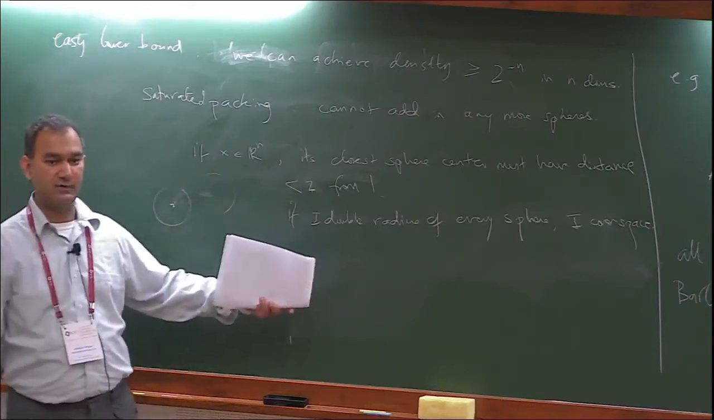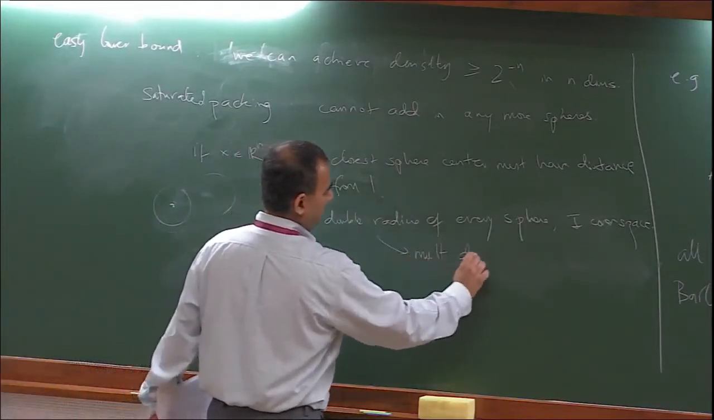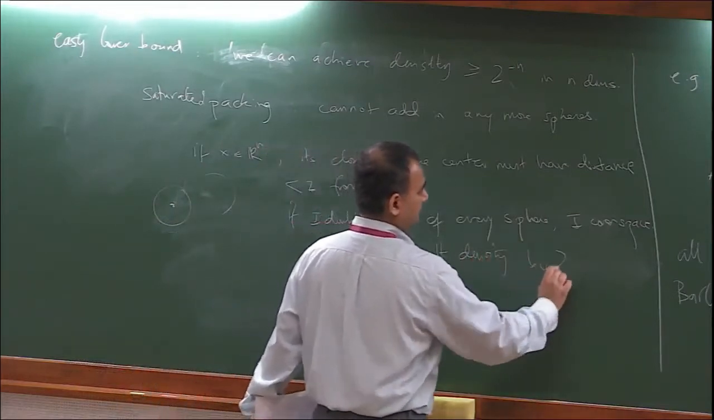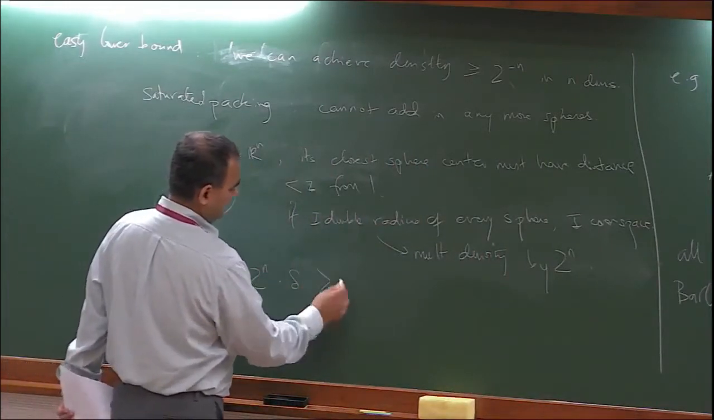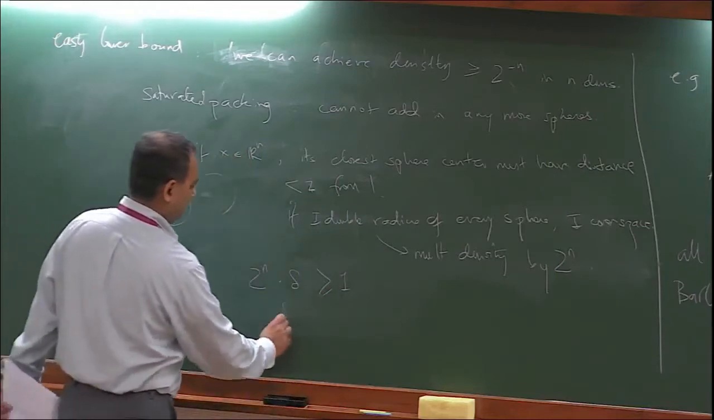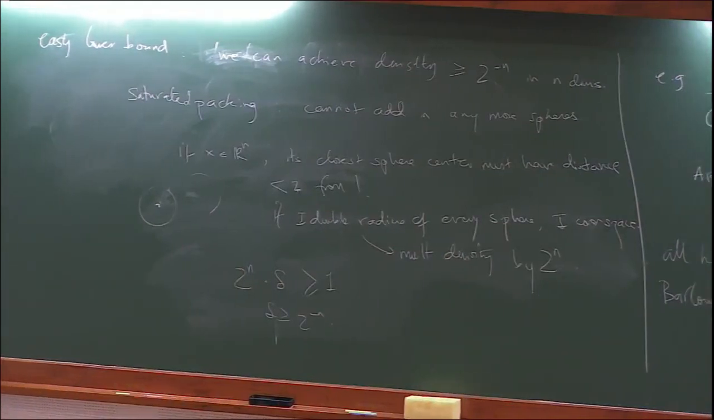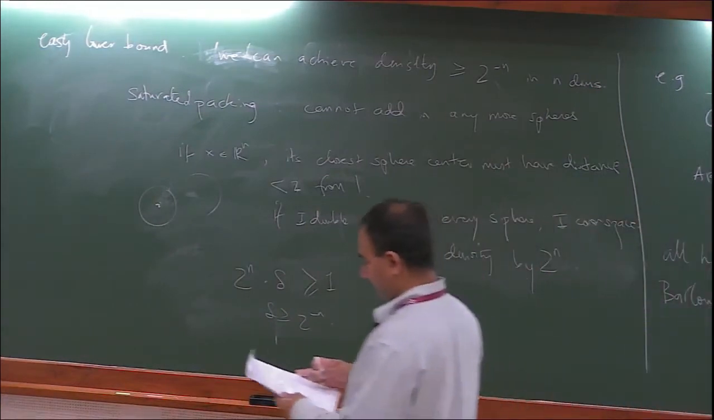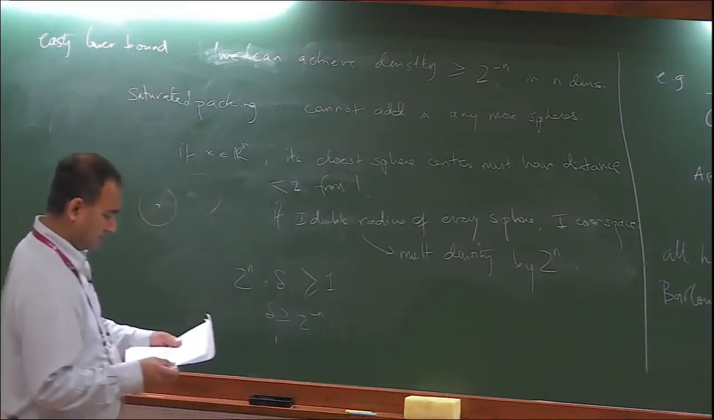But doubling the sphere radii multiplies the density by 2^n. So whatever the density is, 2^n times the density must be bigger than 1, and so the density must be at least 2^(-n). Okay, so it's essentially a one-line proof. All right, so that gives you a lower bound on the density of sphere packings. Of course, it's completely unconstructive. It doesn't really tell you how to get the best possible result from this kind of thing.